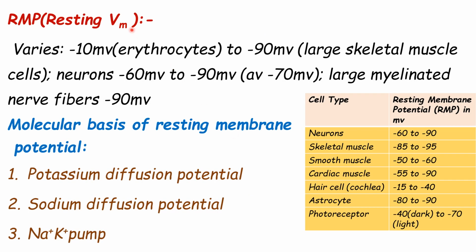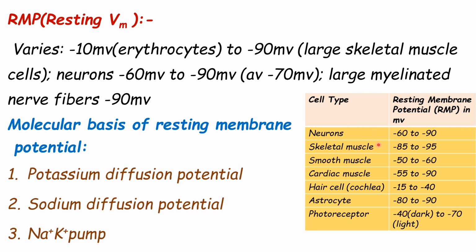Now this resting membrane potential, given by resting Vm, varies. It can vary from minus 10 millivolt in an erythrocyte to minus 90 millivolt in large skeletal muscle cells. In neurons it varies from minus 60 to minus 90 millivolts with an average of minus 70, and in large myelinated nerve fibers it is minus 90 millivolts. So different values are given.